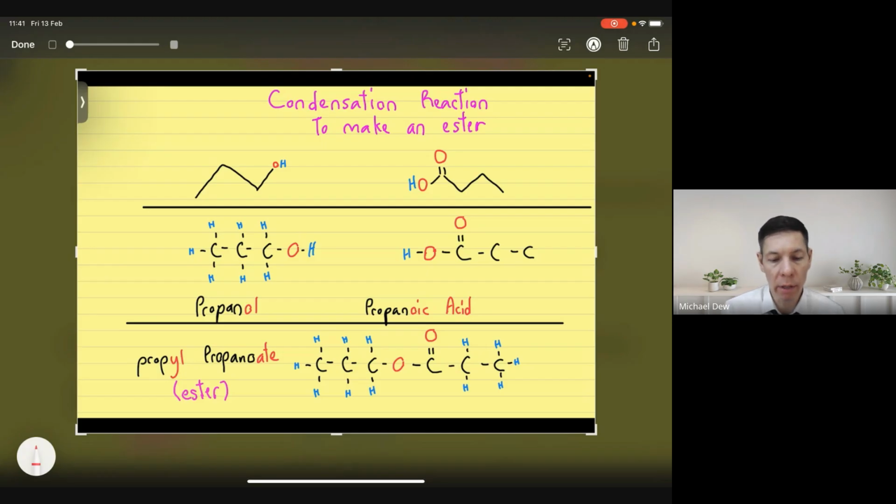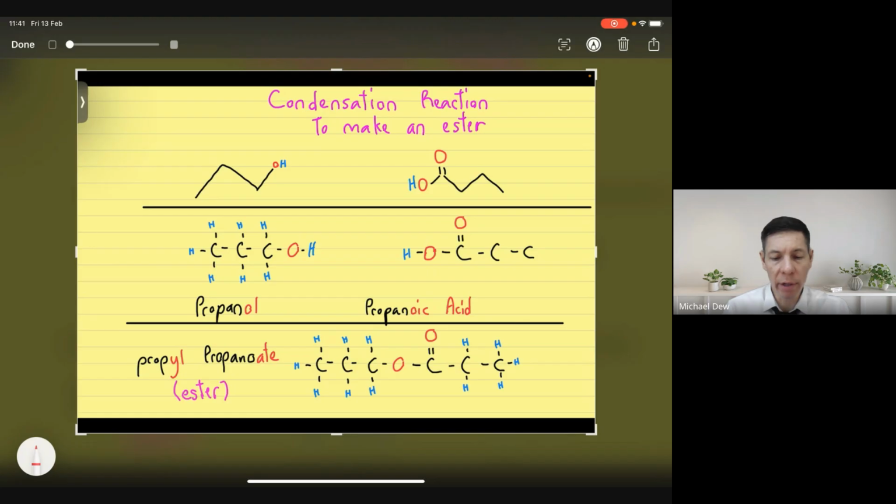There's going to be two parts, and the first topic will be condensation reaction to make an ester, and we'll also learn the difference between a condensation reaction and an addition reaction. Okay, so we'll look at the two differences there.